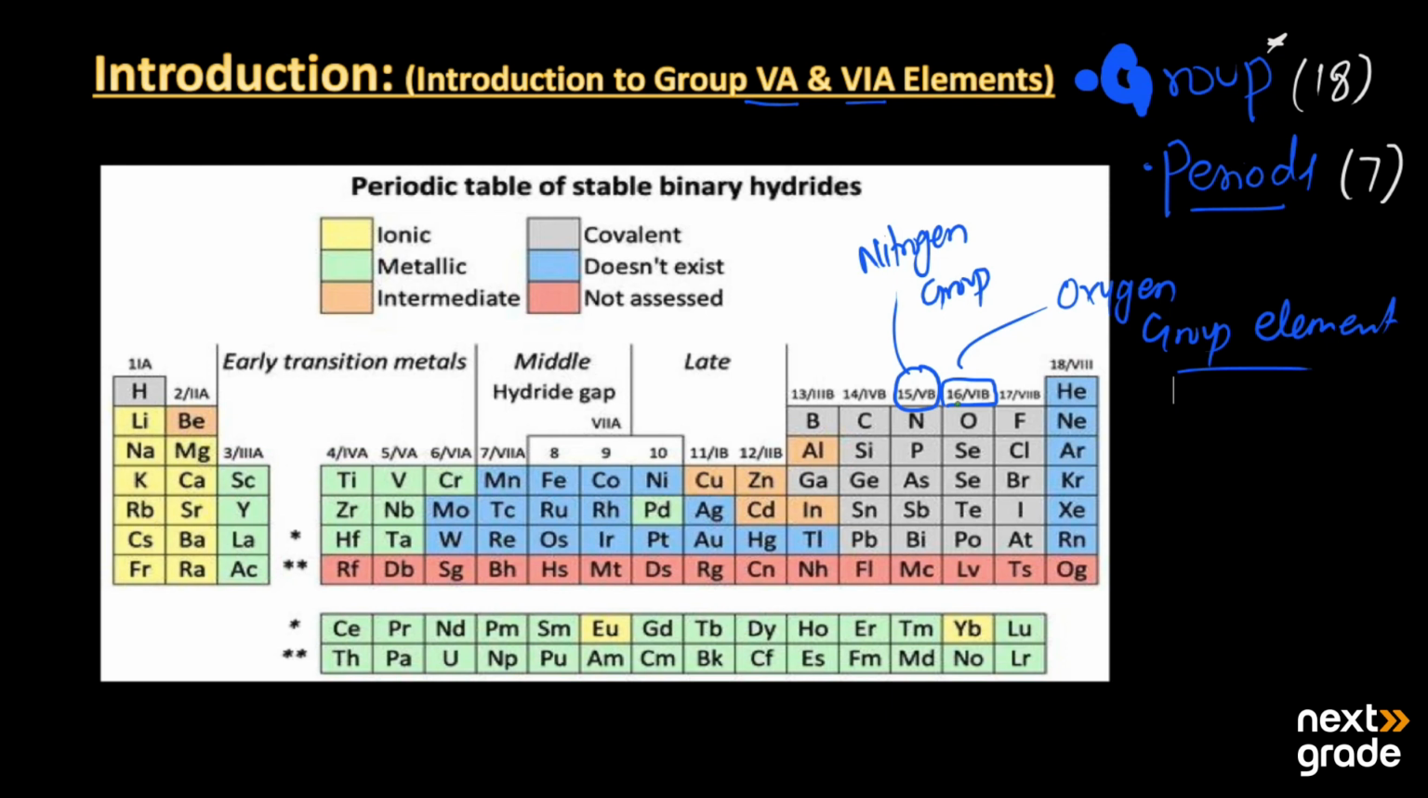Now, this group shows that nitrogen and oxygen group elements are basically non-metals in nature, and when one non-metal combines with other non-metals, it forms a bond which is called a covalent bond. Now, what are the main properties, or the physical properties, of these elements?